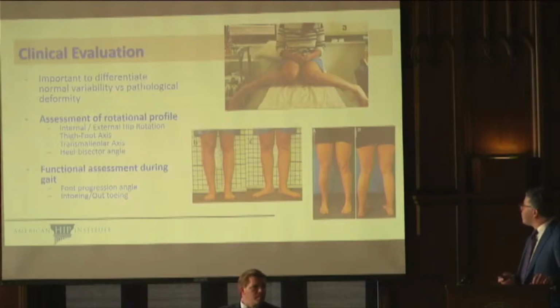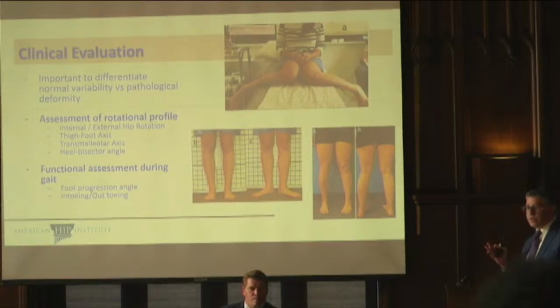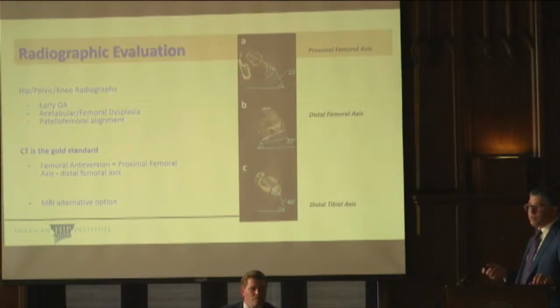So on the clinical evaluation, what's normal variability or pathological deformity, also keeping in mind things like Beighton score. So we're looking at the internal external hip rotation, both in flexion and extension, the thigh-foot axis, transmalleolar axis, and the heel bisector angle to try to get a sense of where is this abnormality coming from. Is it the femur, is it the tibia, is it the foot, or a combination thereof? And also a functional assessment during their gait, looking at their foot progression angle, keeping in mind, again, that foot progression angles that are normal do not necessarily obviate the problem of a torsional malalignment.